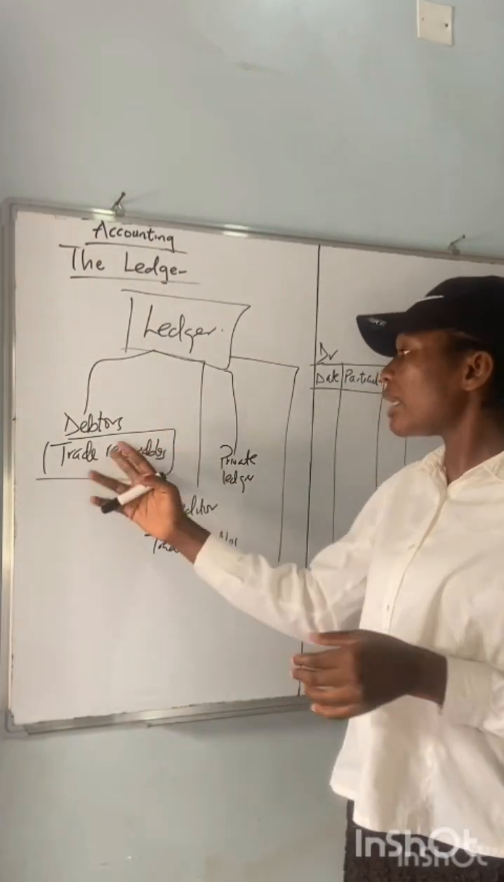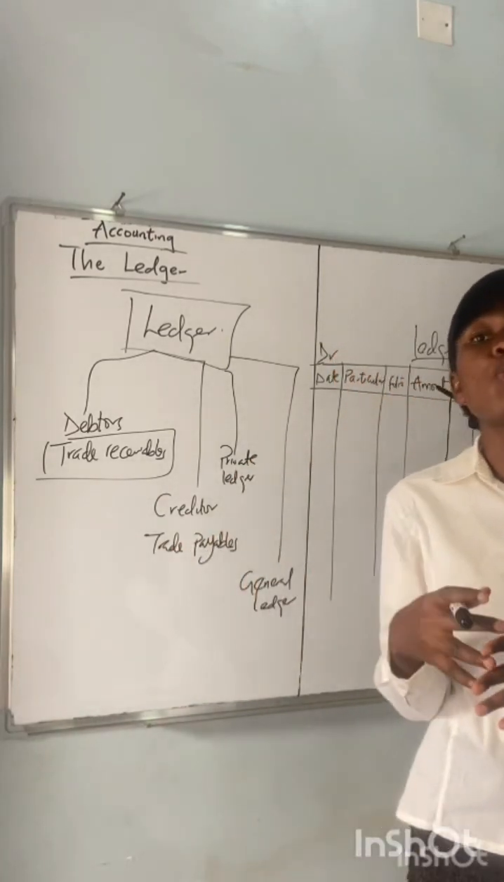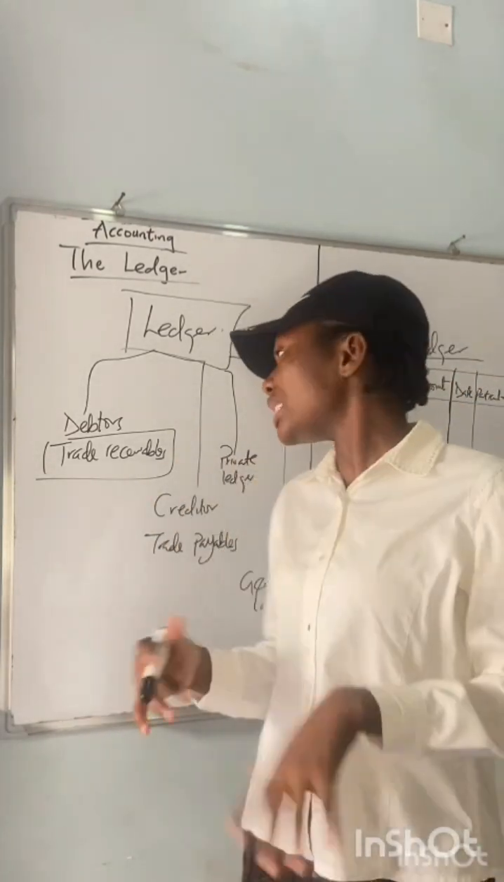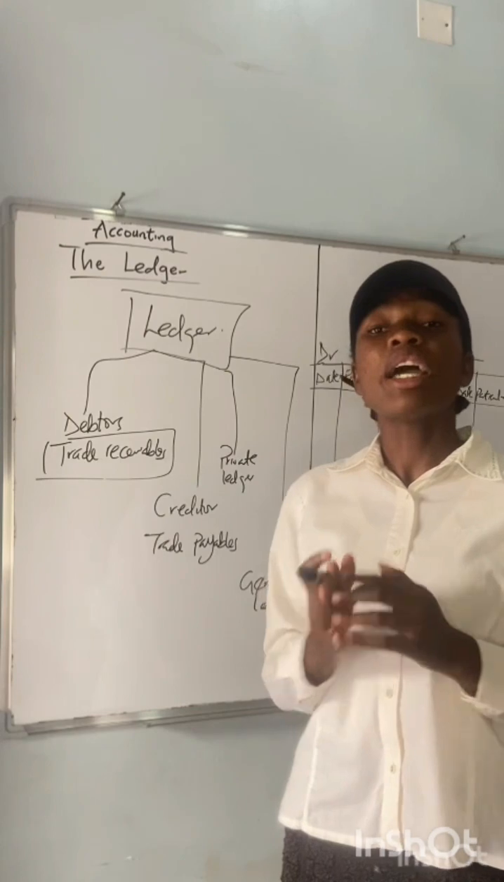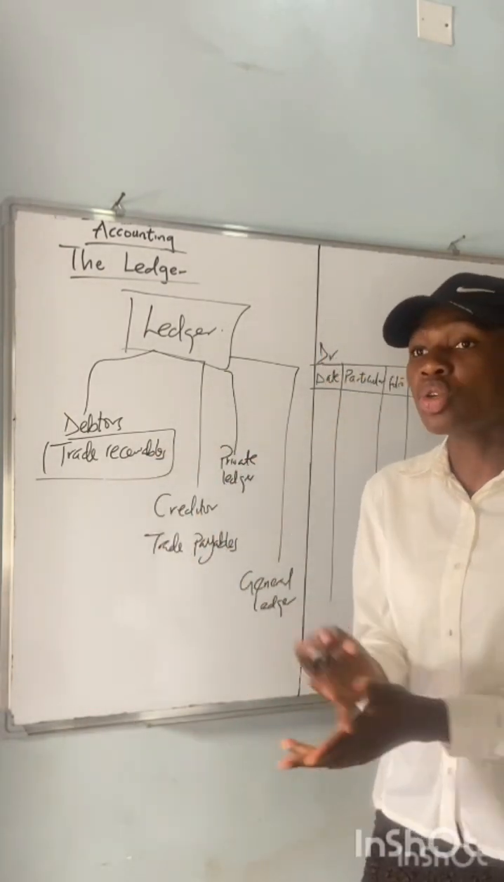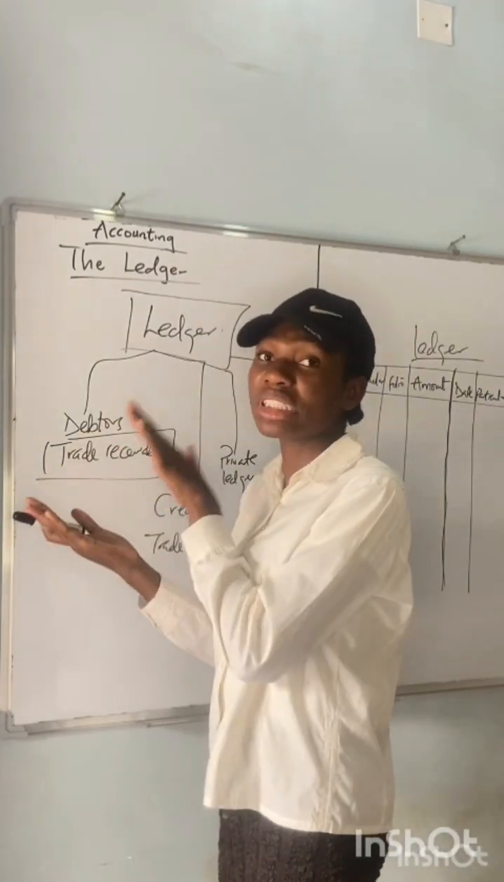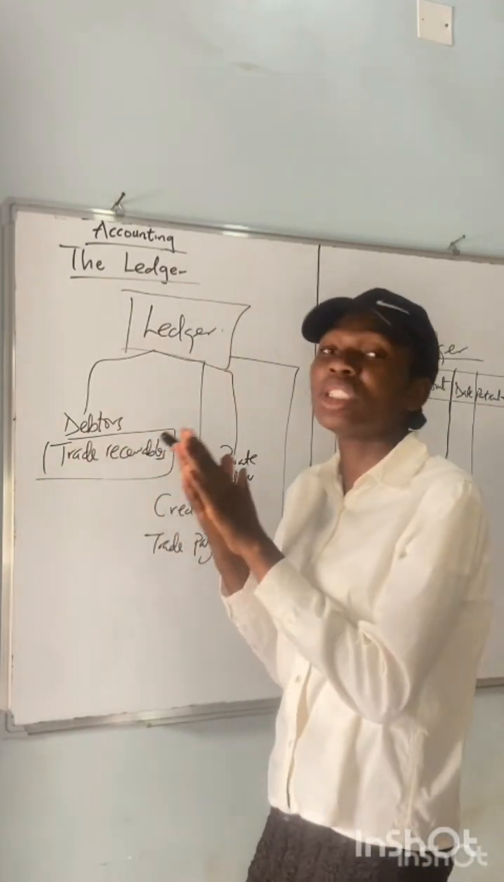Now our debtors ledger records all the transactions that have to do with people who are owing us money. That's why it is called trade receivables. Everybody that is owing the business money is a debtor to the business. So all their details are recorded in the debtors ledger, everybody that owes the business money.